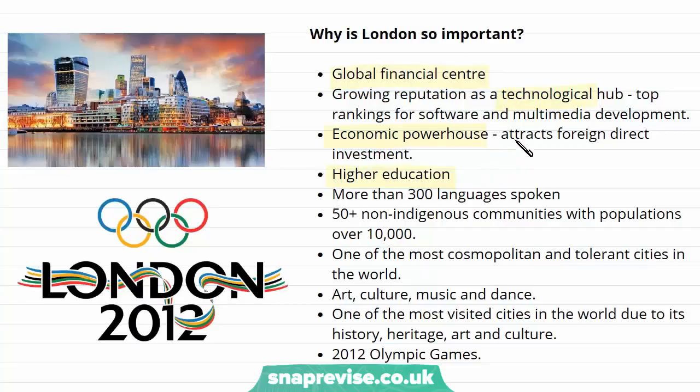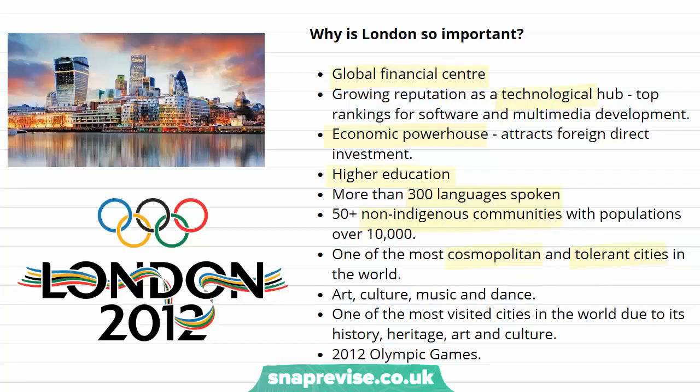London also has more than 300 languages spoken within the city, and there are more than 50 non-Indigenous communities with populations over 10,000 individuals. So this makes London one of the most cosmopolitan and tolerant cities in the world. So here we find there's a mixture of all sorts of different cultures living together within one city, and people tend to get on with each other very well. There's no form of hatred towards one another. We're very much a united city.